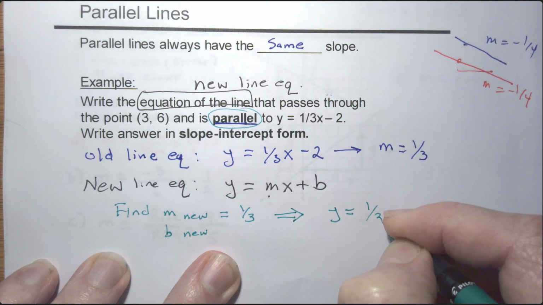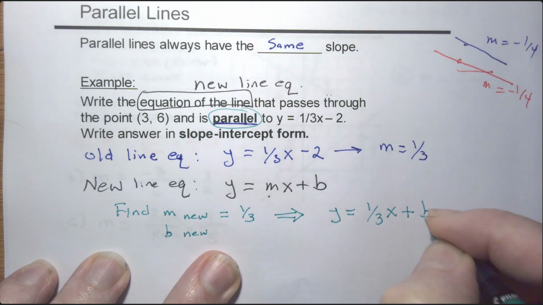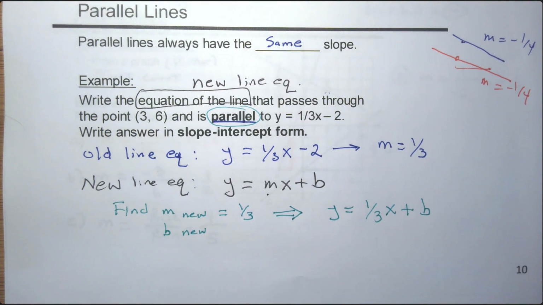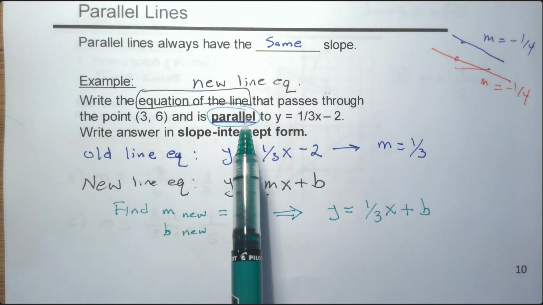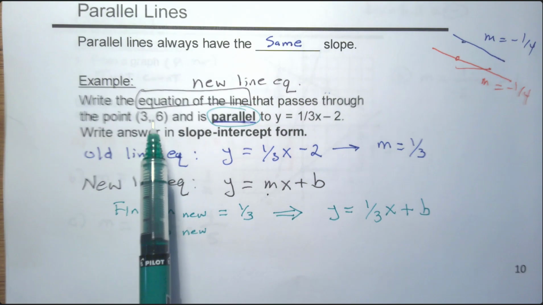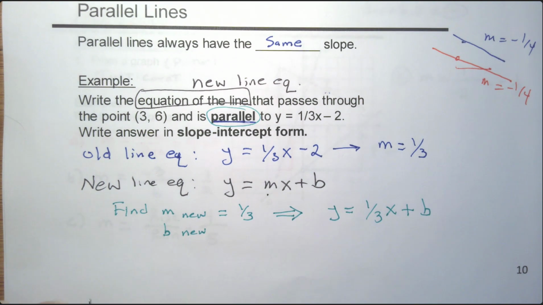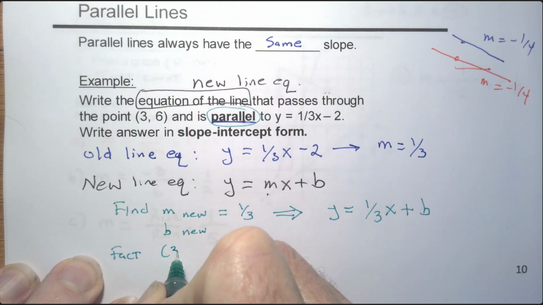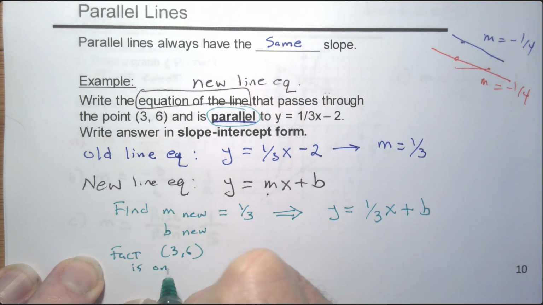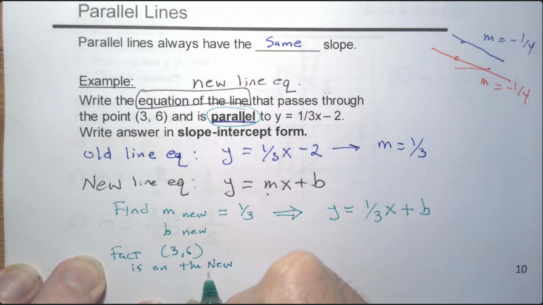Now we haven't figured out the b number yet, but we've got a big step forward. y equals 1/3 x plus b. Now we need to figure out the b number. x is a variable, y is a variable, and x and y are the variables for all the points on this green line. Now we've used up the parallel fact, but we haven't used this fact yet. We've got another fact: the point (3, 6) is on the new line.